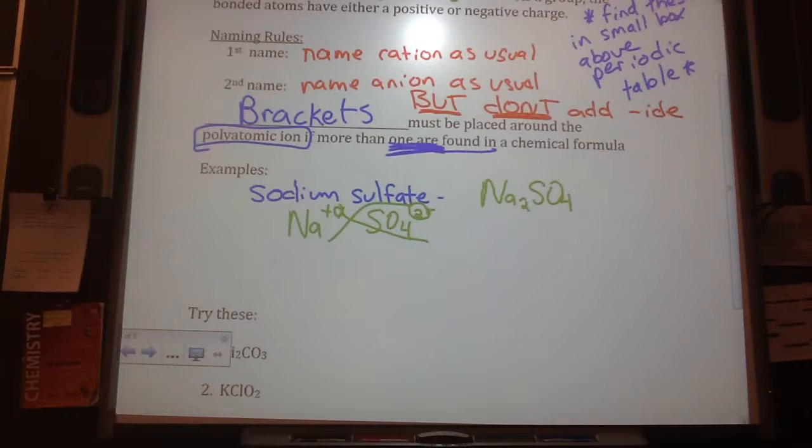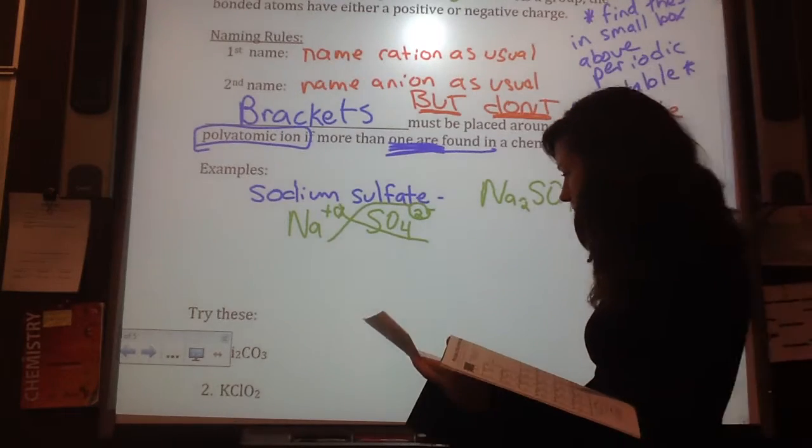So the SO4 doesn't have to be in brackets? Because there's only 1, I don't have to. I'll show you an example of where you do have to put it in brackets. So let's try one.